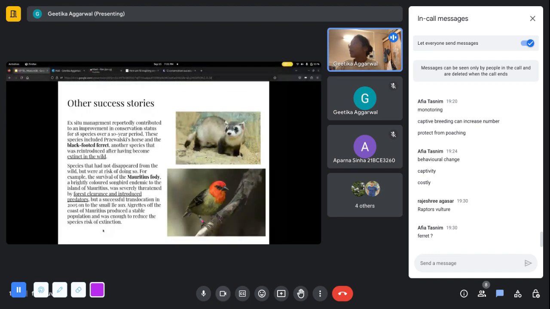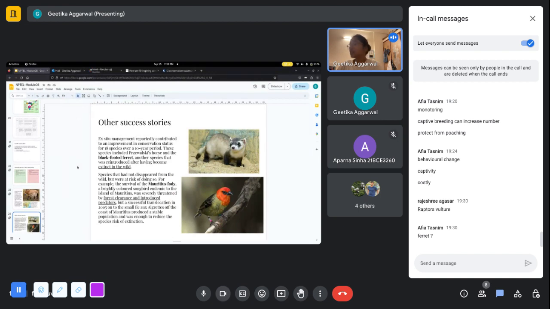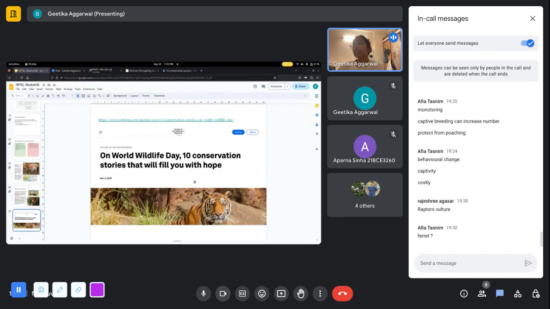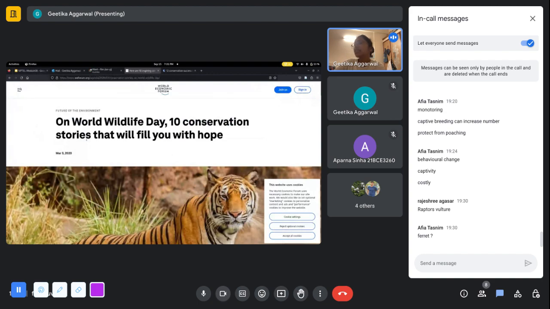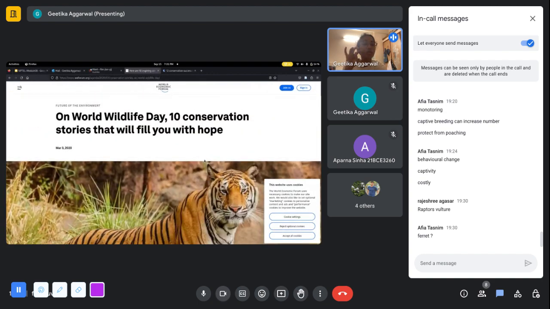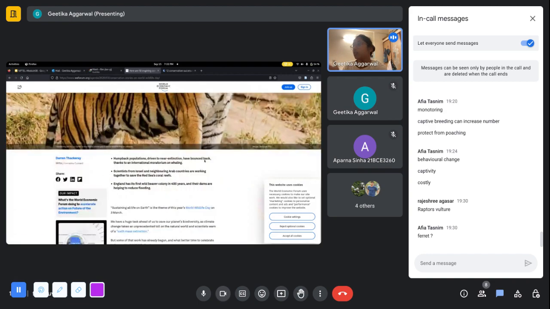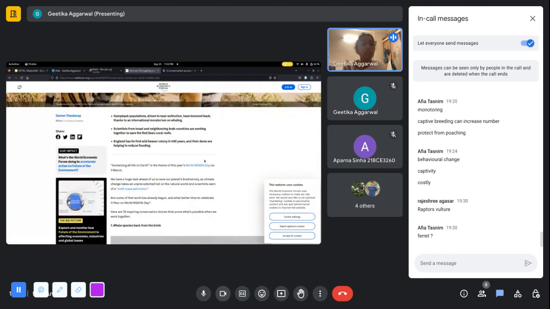If you want to look at more, here is the link in the slideshow. You can look at it later. There are these 10 inspiring conservation stories that are going to give you hope. So it's not just in situ or ex situ; both of them together can work in collaboration with each other. And there are a lot of species that have been protected.